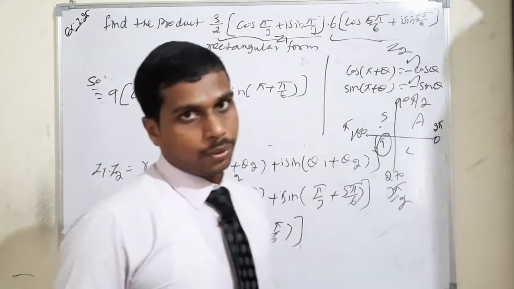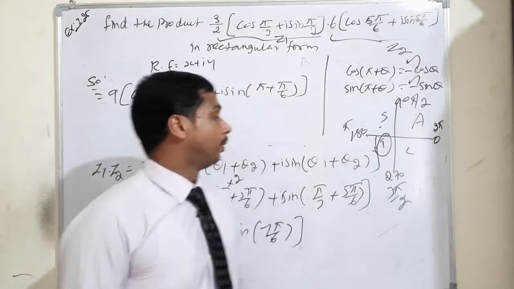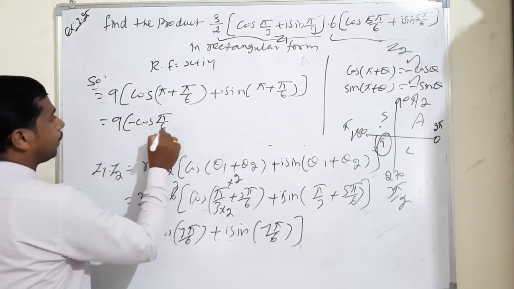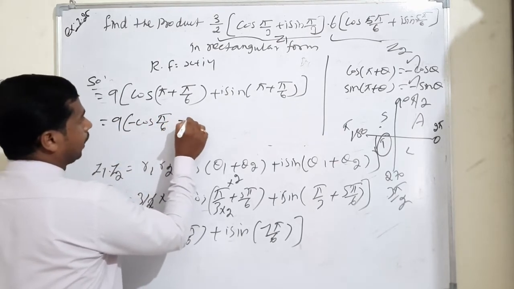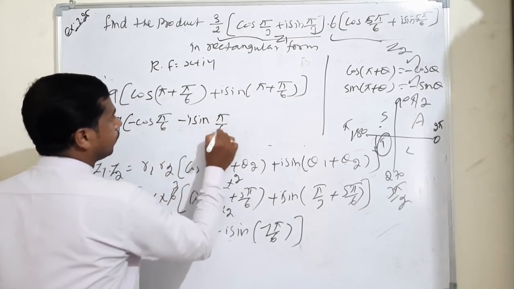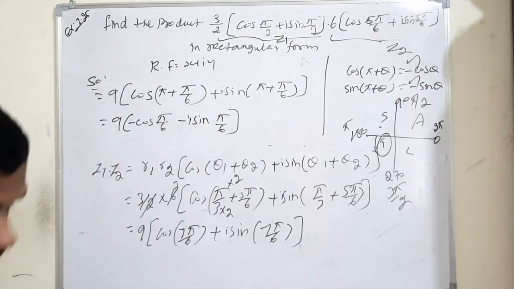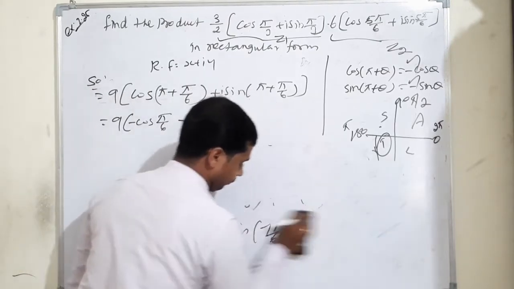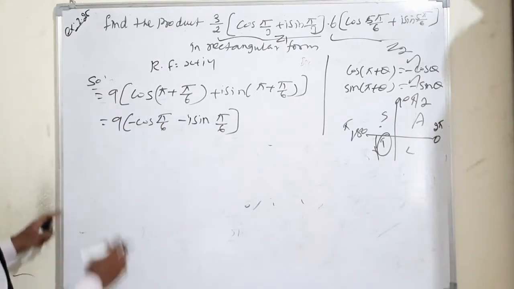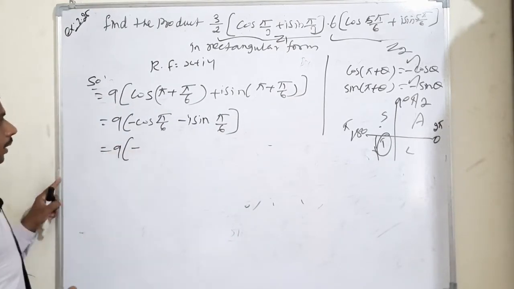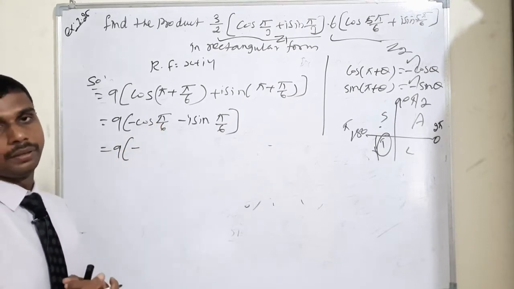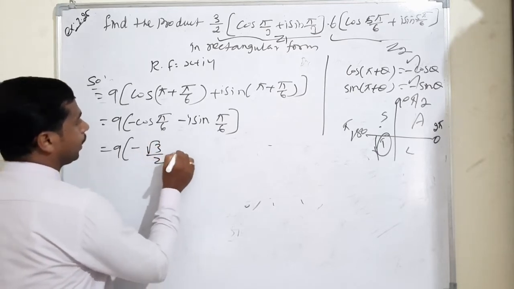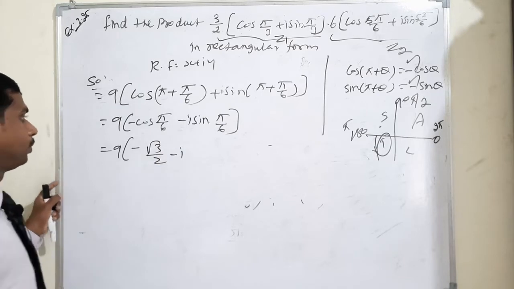So I hope whatever you have considered easy, you just have to keep in your mind. Okay, now how to rearrange? 9 constant, minus cos pi by 6, then again minus i sin pi by 6, isn't it? Now the normal values: cos pi by 6 means cos 180 by 6, which is cos 30, isn't it? So root 3 by 2, isn't it? So minus root 3 by 2, again minus i sin pi by 6, sin 30, 1 by 2, isn't it?